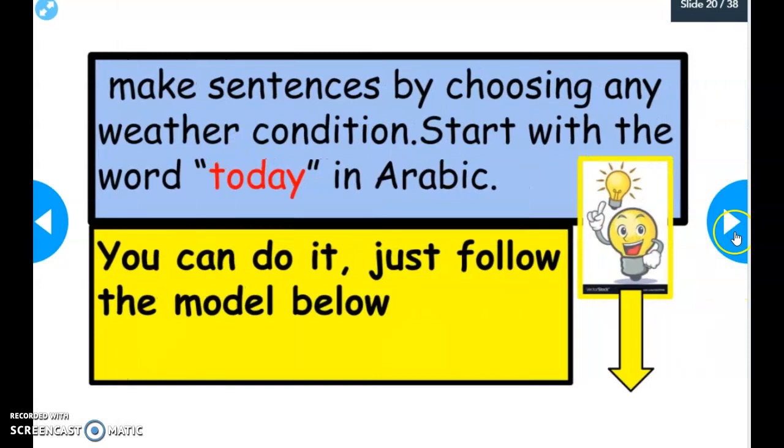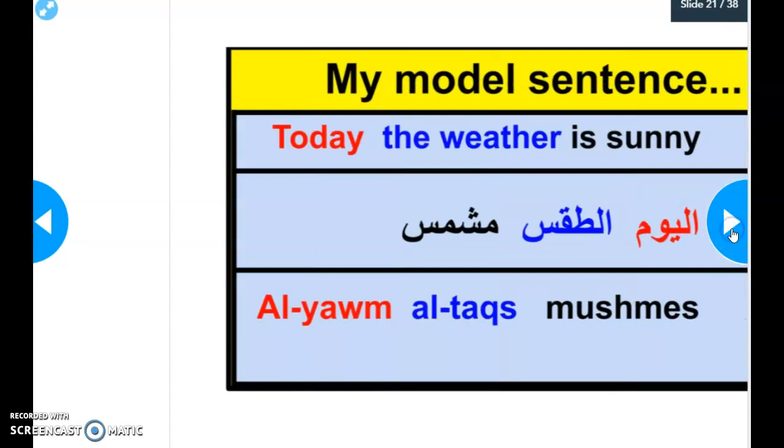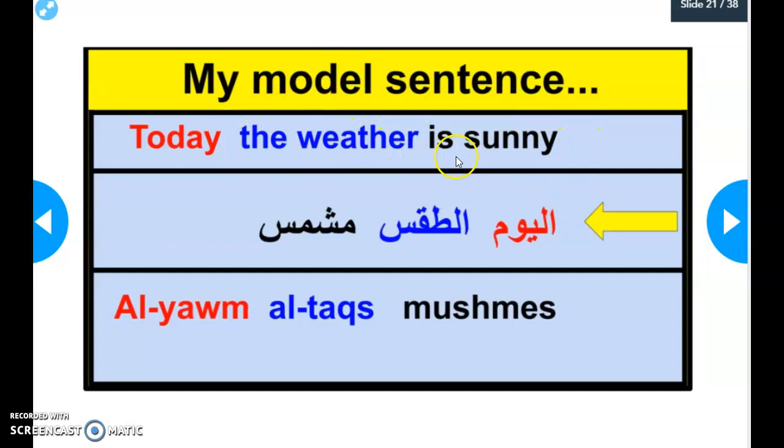Later on, we will be making sentences with the word today, اليوم. This is your model sentence. Today, the weather is sunny. اليوم, today, الطقس, the weather, مشمس, sunny. See how the sentence is color-coded? Today, اليوم, the weather, الطقس, is sunny, مشمس.